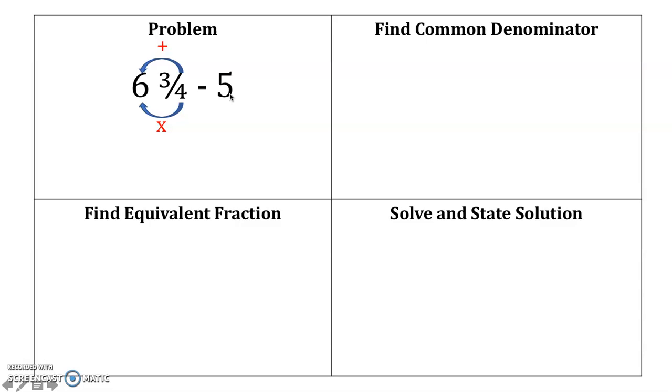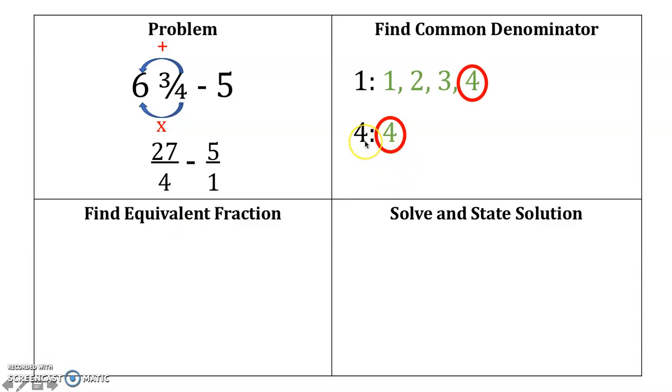But I need to find common denominators, and I need to change this fraction that is a mixed number into a fraction greater than 1. Starting there, I know 6 times 4 is 24, plus 3 is 27. I know my fraction greater than 1 is 27/4. I also know that my whole number, in order to create it into a fraction, I need to put a 1 under it, so that doesn't change the value. Next step, I need to identify my denominators, which are 4 and 1.